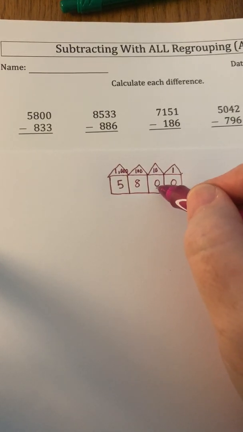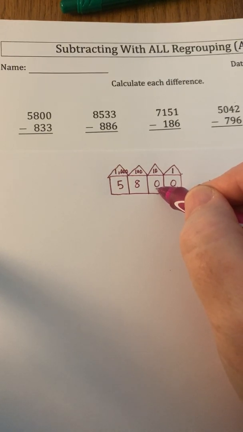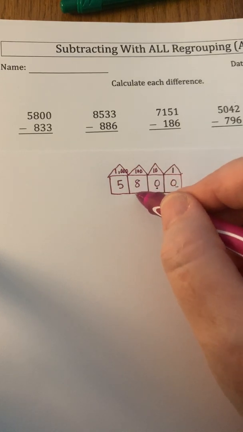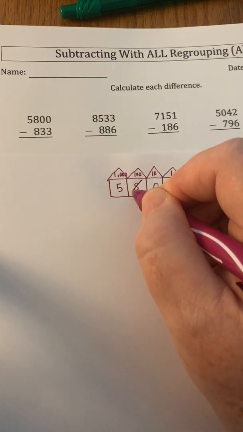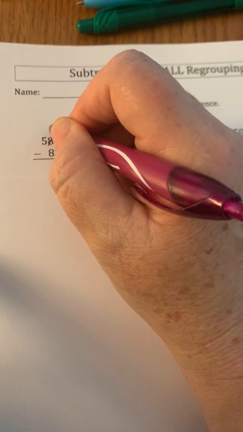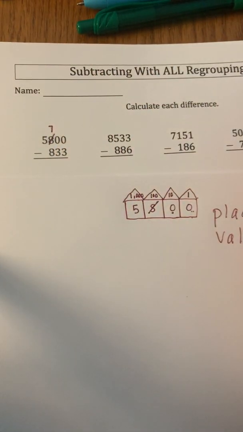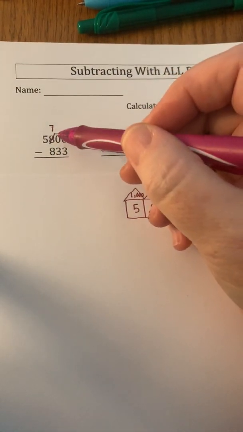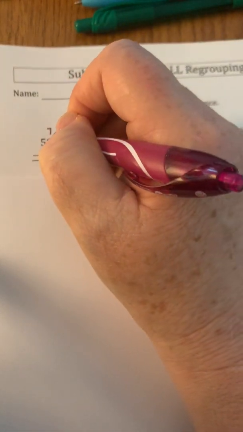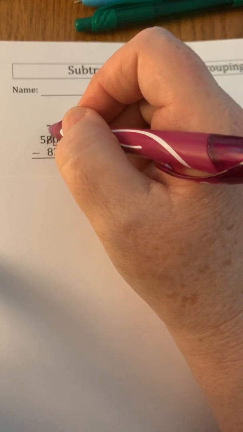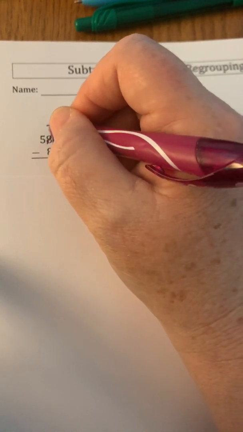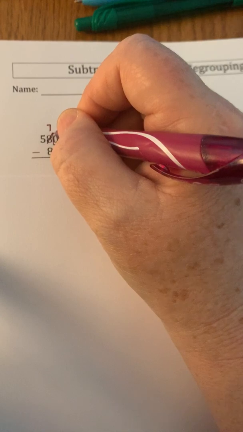So I have to go next door. There's nothing there. Now what? Go next door. Here's some that I can regroup. So I cross that out. Let's do it up here. I cross that out and make it 1 lower because I borrowed it. I'm taking it to give myself more over here. So I take that 100 and I have to put it in the very next place next to it.